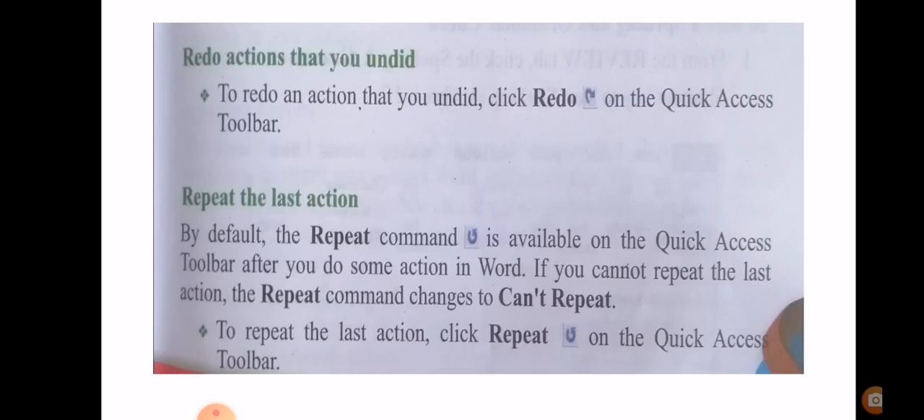Redo actions that you undid. To redo an action that you undid, click Redo on the Quick Access toolbar. Repeat the last action. By default, the repeat command is available on the Quick Access toolbar after you do some action in Word. If you cannot repeat the last action, the repeat command changes to can't repeat. To repeat the last action, click Repeat on the Quick Access toolbar.